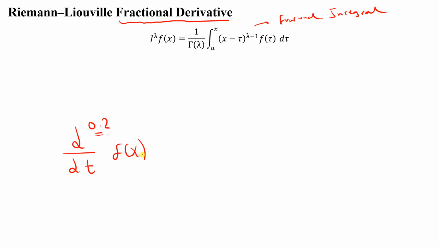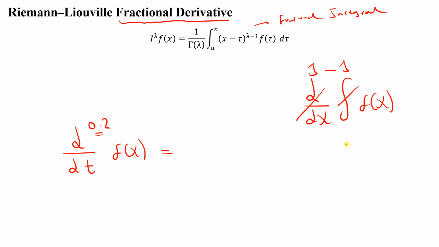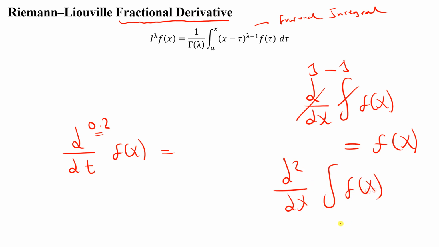So let's think about this. What if I did it like this? We know that a full derivative and a full integration of a function cancel each other, right? This is 1 and this is 1, they cancel each other, leaving us with f of x. If we did double the integration, double the derivative, multiplied by integration, this will be 2 derivatives minus 1 integration, giving us in the end one derivative, which is d over dx of f of x.